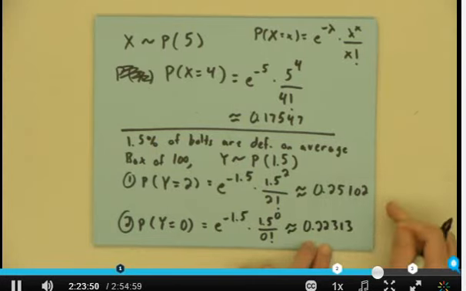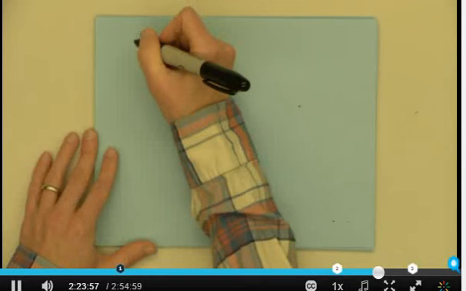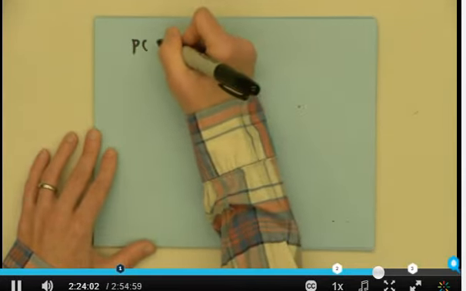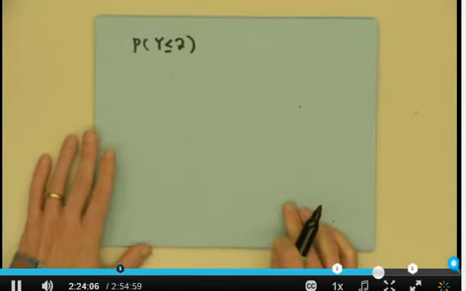22.313%. All right, well, one more question on that. What's the probability that no more than 2 are defective? So that's a way to write that mathematically.